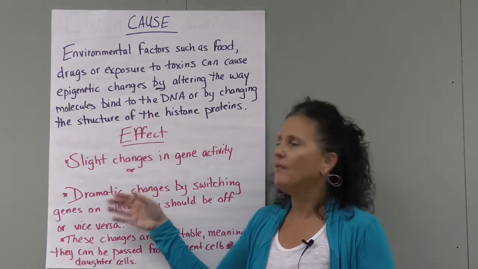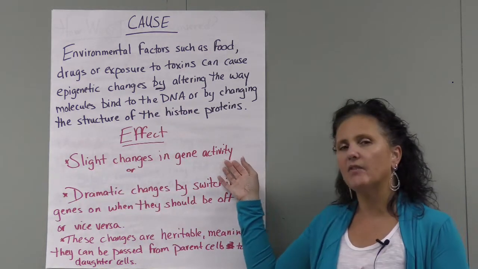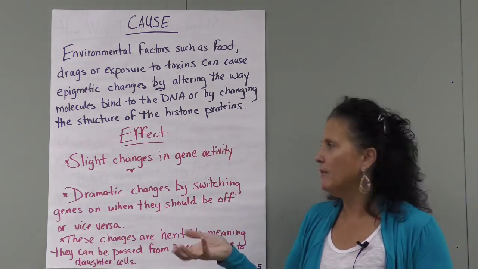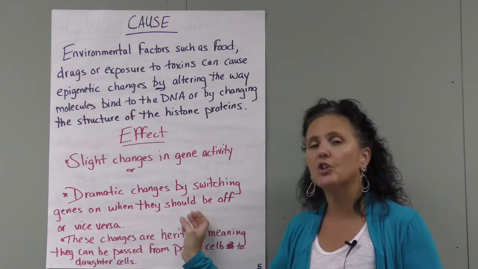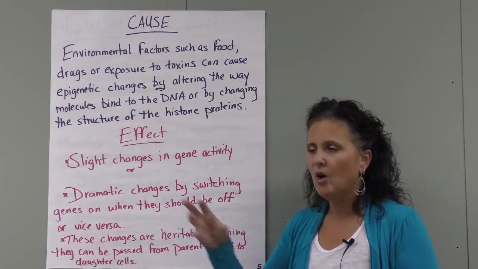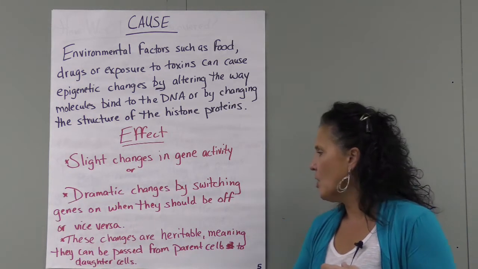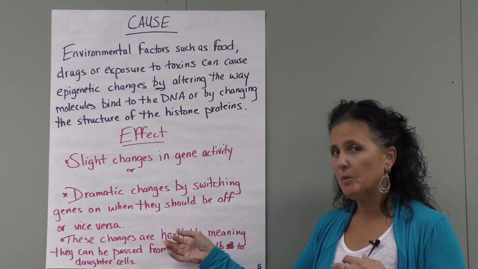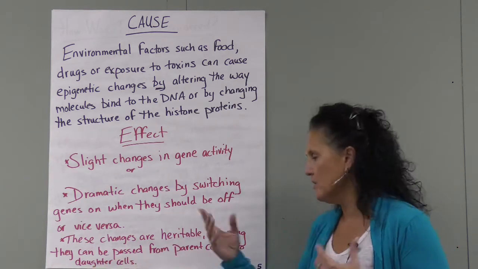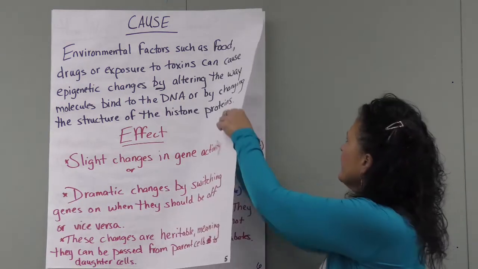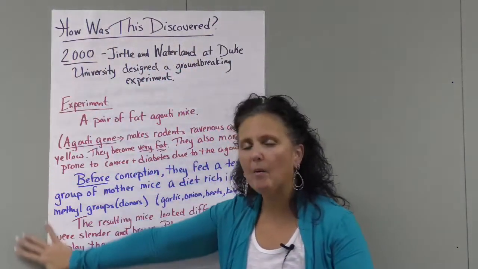So we have two different effects. We can get a slight change in gene activity, which is not that bad of an effect, or we can get dramatic changes by switching the genes on when they should be off, or vice versa, which leads to disease. So these changes are heritable, which means they can be passed down, right, from parent cells to daughter cells, from parents to offspring. But we want to know, how was this discovered?